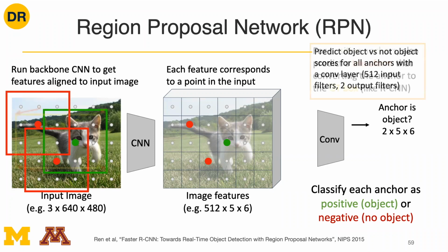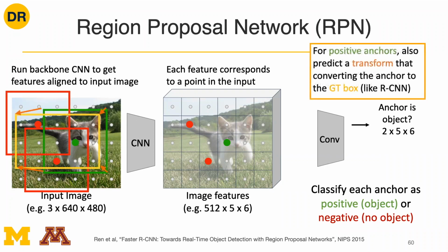You can also add a transformation so that the network also outputs 4 × 5 × 6, where 4 is X, Y, W, and H, which gives you a bounding box that changes the anchor into the ground truth bounding box that you have. This will be done only for positive samples. If the output says there is an object, then you will have an anchor transformation for that. So you can have gradients from that.